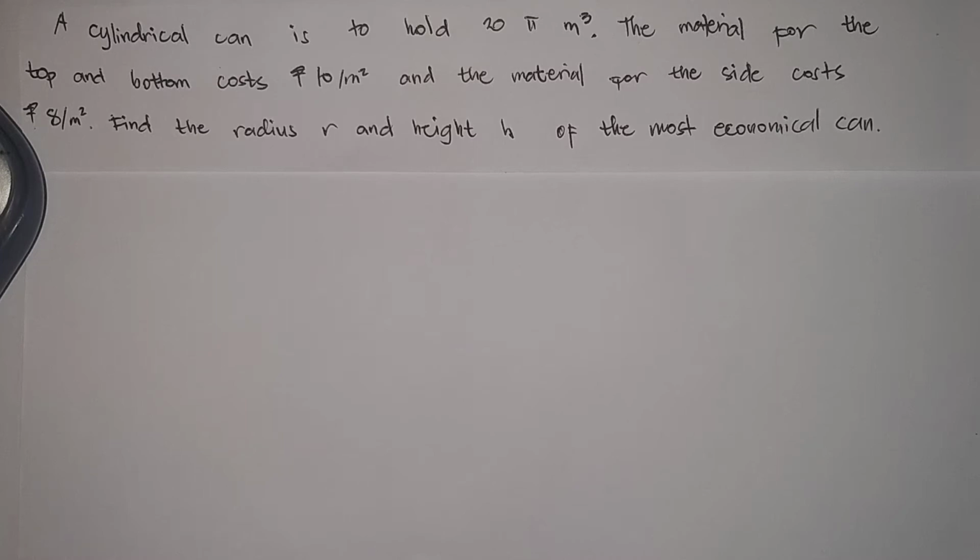A cylindrical can is to hold 20 pi m³. The material for the top and bottom cost 10 pesos per meter squared, and the material for the side cost 8 pesos per meter squared. Find the radius r and height h of the most economical can.